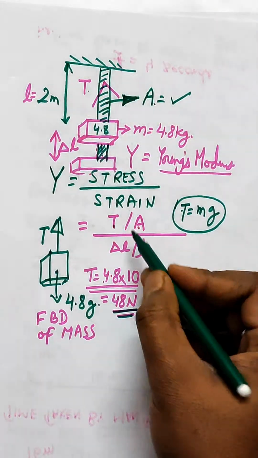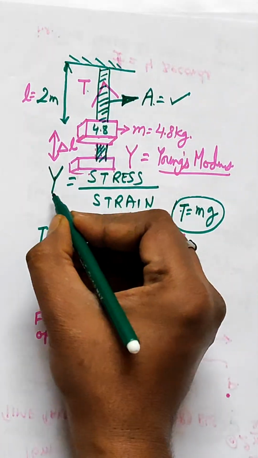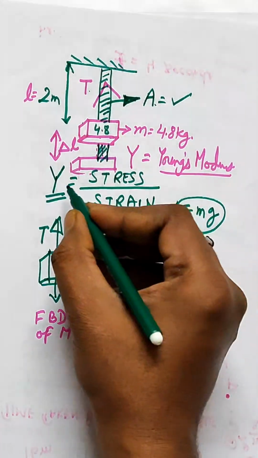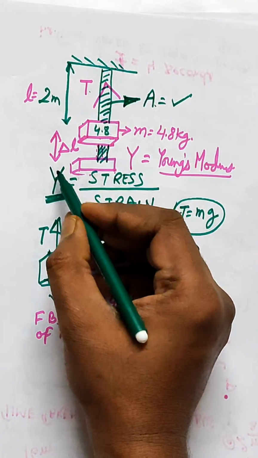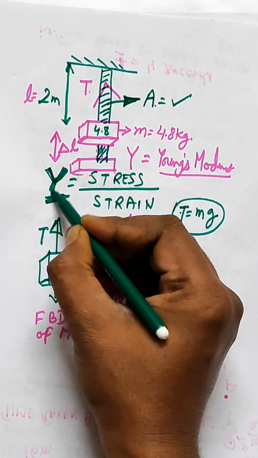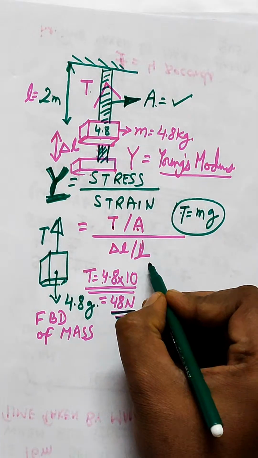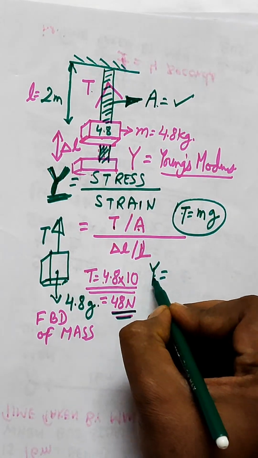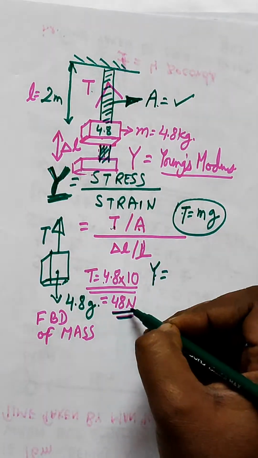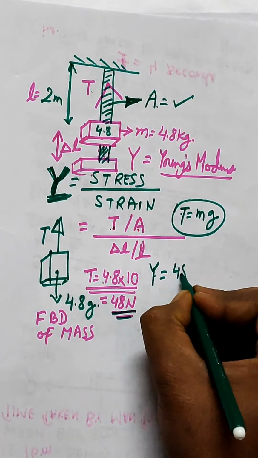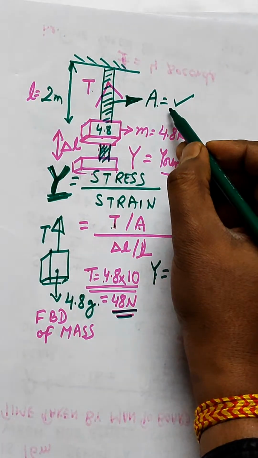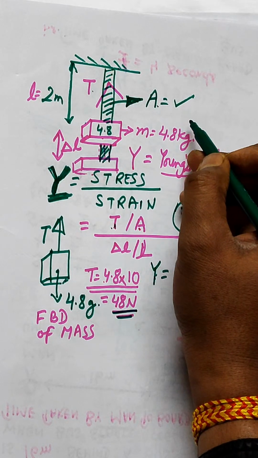Now, stress by strain. The Young's modulus is always given in your question. That need not be remembered. Young's modulus of the steel wire. Here the wire is of steel, so that data is known to us. So you can put the value of Y over here. Now, T is 48, so 48 divided by A, the area of cross section, that's also given in the question.